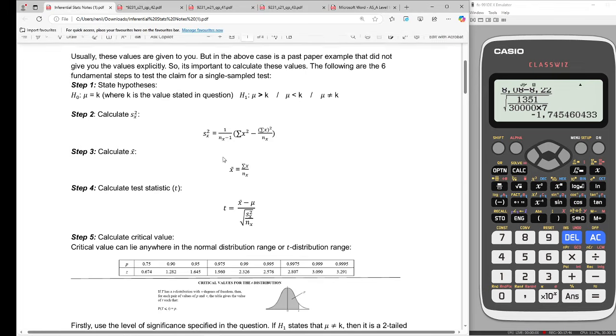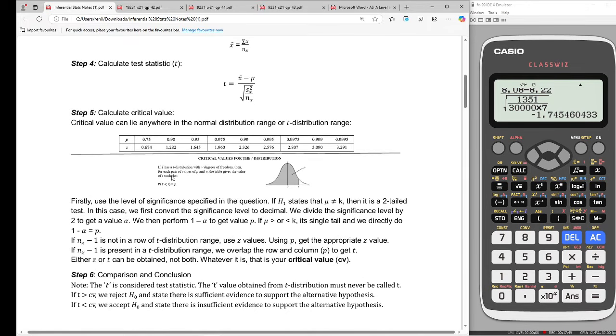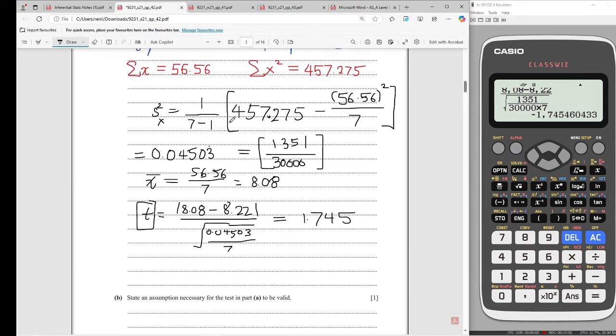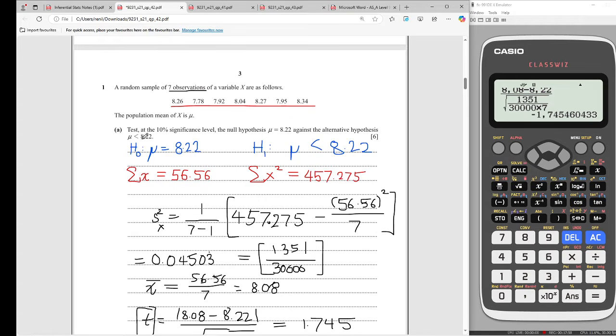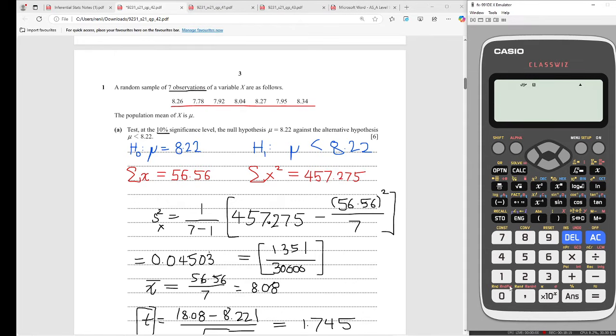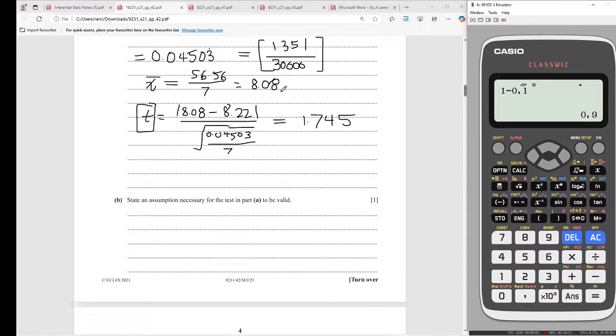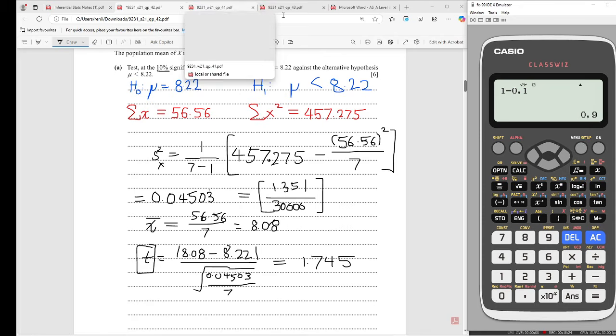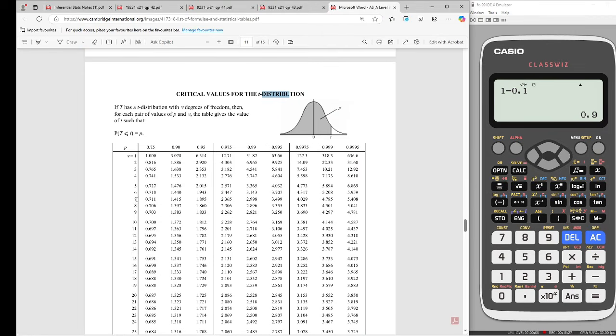As for our critical value, the next part says that we need to perform 1 minus alpha for a single tail test, and this is a single tail test because we're only looking at values of mu that are lower than 8.22. In a single tail test, we just use 1 minus alpha, where alpha is your significance level in decimal. So let's convert 10% to decimal, 0.1, and 1 minus alpha gives 0.9. So we have 0.9 as our p-value, and our degrees of freedom is 7 minus 1, so it's 6.